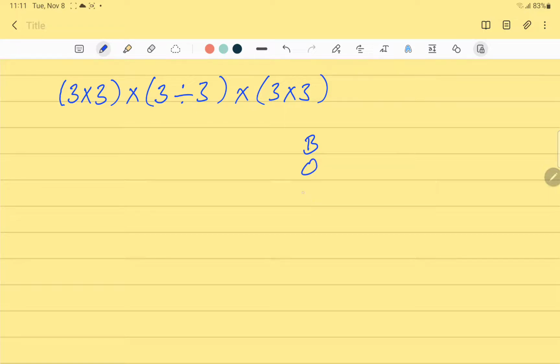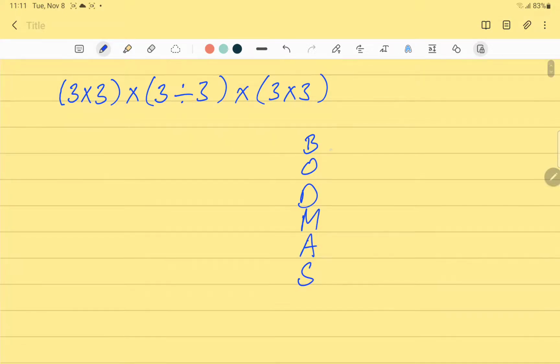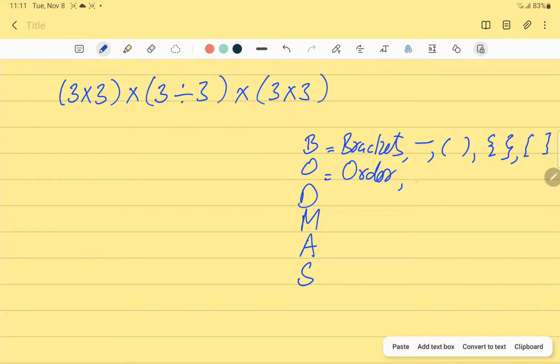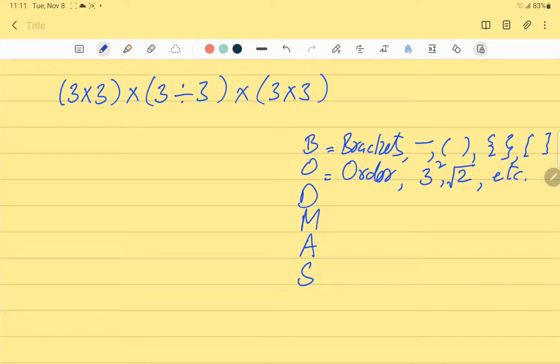The word BODMAS is actually the collection of 6 abbreviations. B stands for brackets. We have 4 types of brackets: line brackets, small brackets, curly bracket and square bracket. O stands for order. These types of numbers fall into this category. D for division, M for multiplication, A for addition and S for subtraction.